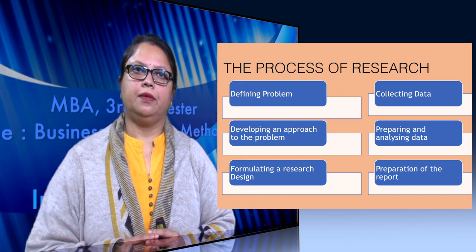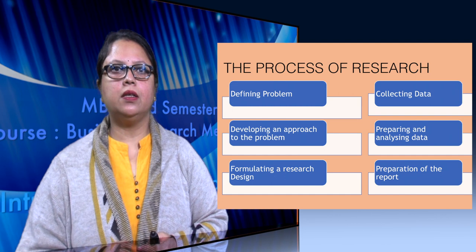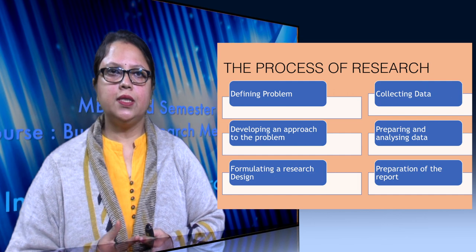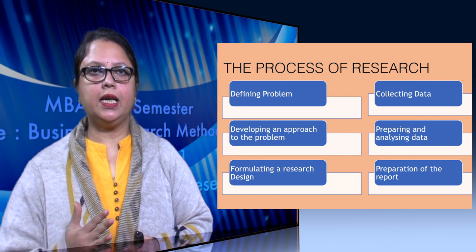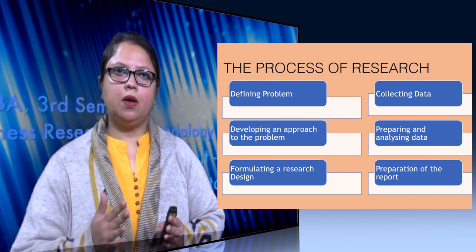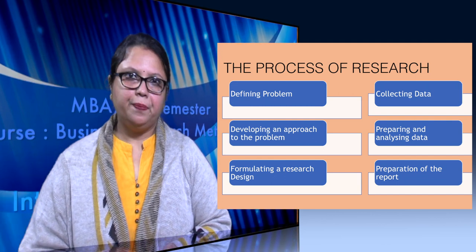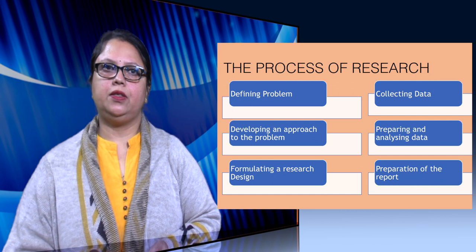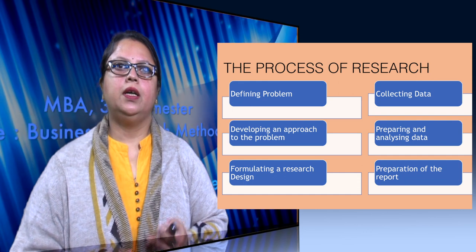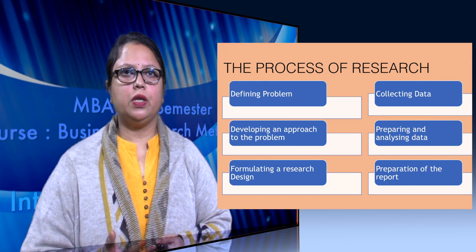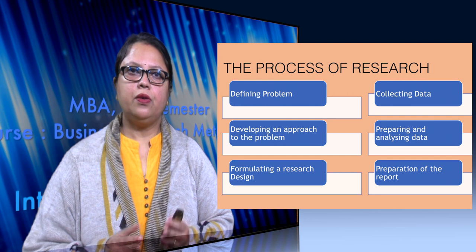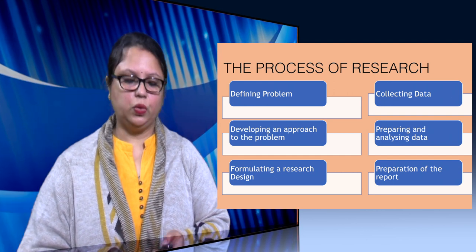Next we need to decide the sampling design, what type of sampling method we are going to use for our study. All these things you will get in later units of your book, when I will explain them again in detail. So here, under formulation of research design, we need to decide what type of research we are going to do, whether qualitative or quantitative, then what survey methods we are going to use, then we need to design the questionnaire, and then we need to decide what type of sampling design we are going to use for this study.